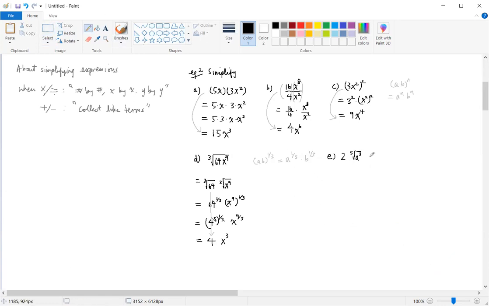Okay, 2 times the fifth root of a cubed, minus 5a over the fifth root of a squared. Okay. Now there are some radicals.